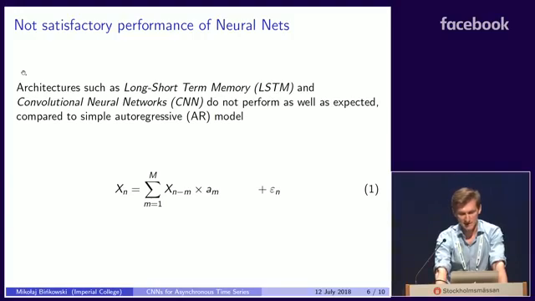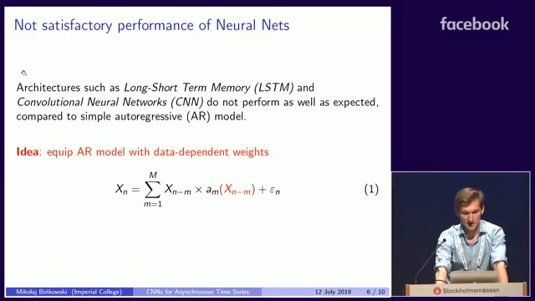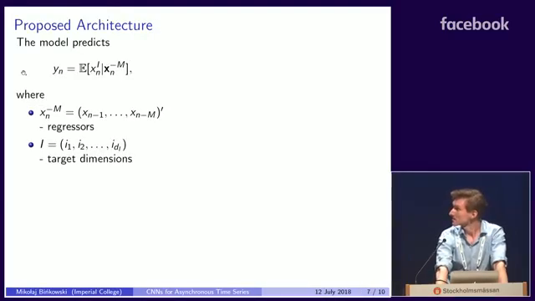So we came up with an idea: if the autoregressive model performs reasonably well, let's extend it and equip it with data-dependent weights that would identify the right important signals. So let's be a little bit more formal for a second. Assume that we have regressors of our multivariate series that comprise m past observations, and we would like to predict the next value of this time series at some target dimensions conditionally on such regressors.